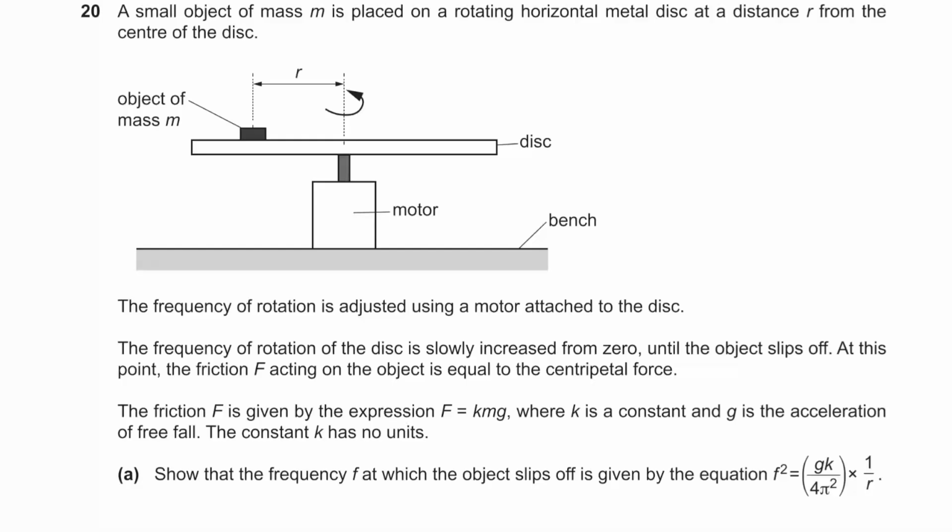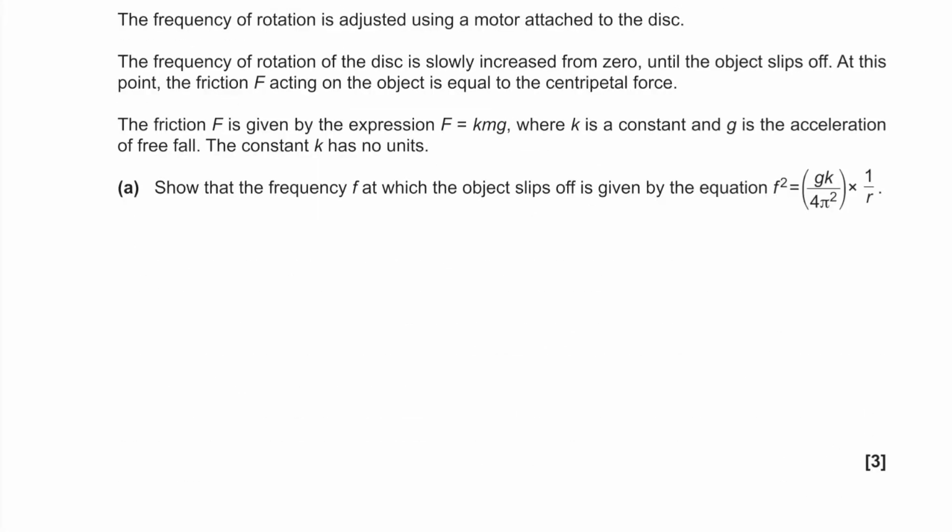20, small object of mass m is on a thingy. Okay, so we're dealing with circular motion. Frequency of rotation is slowly increasing in area until the object slips off. Friction is equal to the centripetal force. Friction is given by F equals kmg, where k is a constant, g is acceleration of free fall. K has no unit. Show the frequency at which the object slips off is given by that.